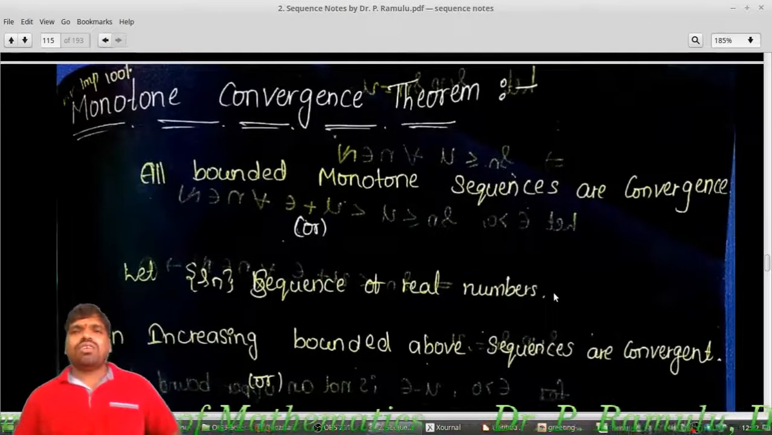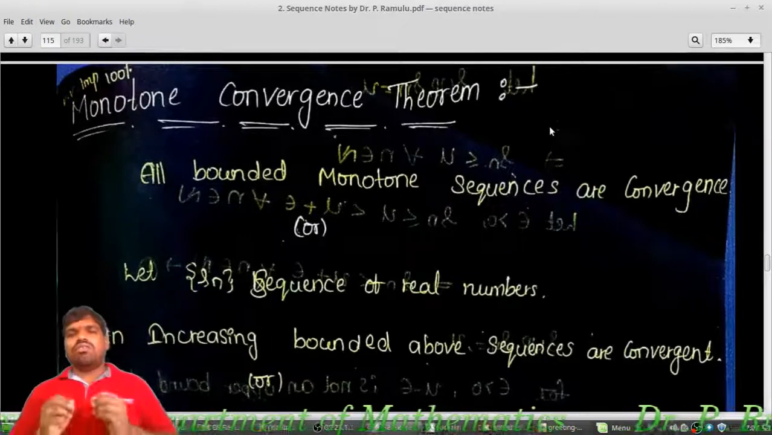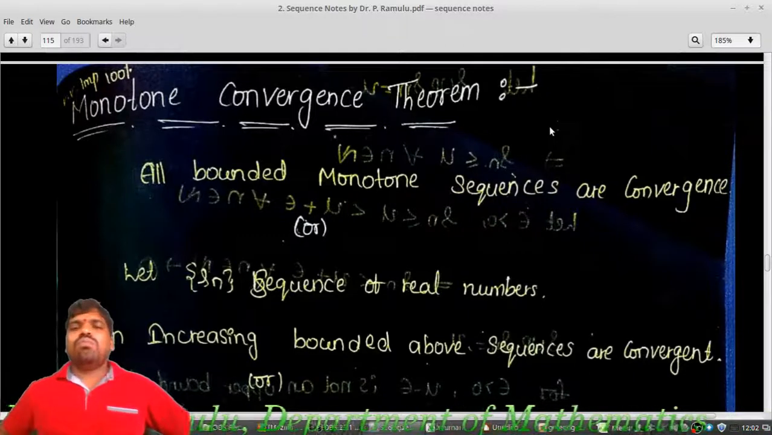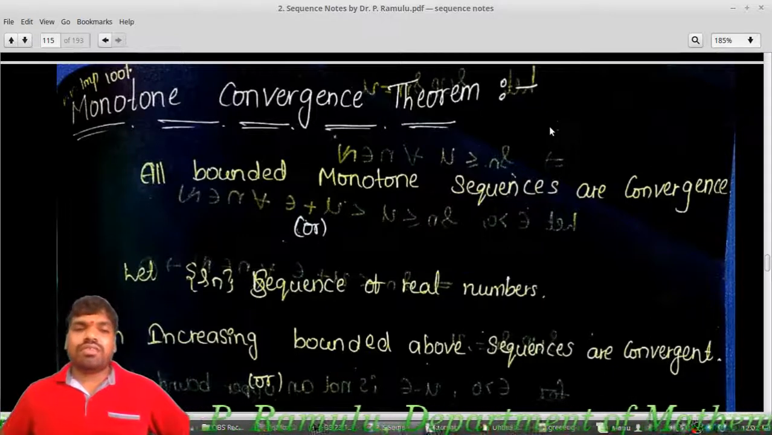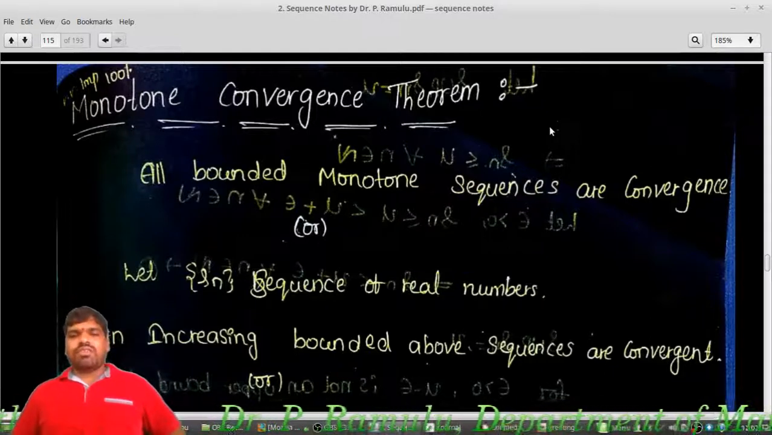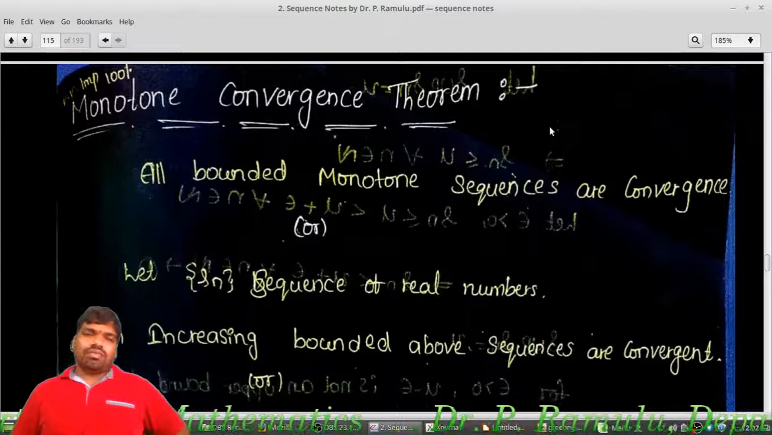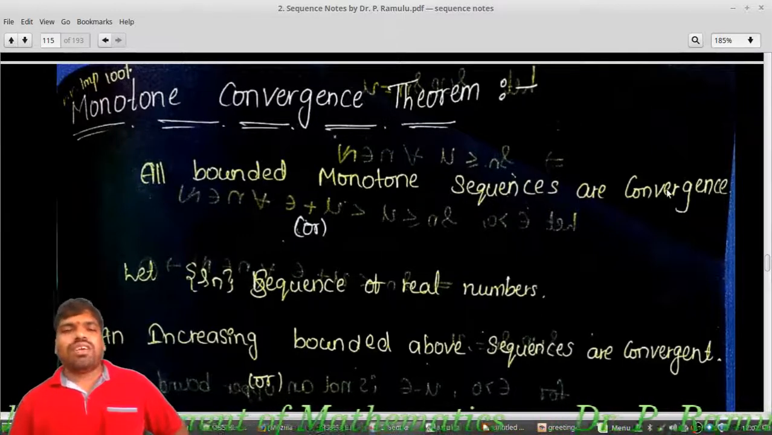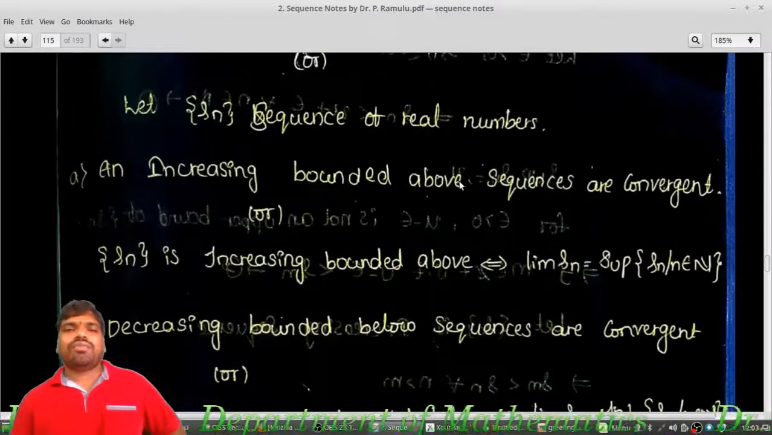What is the monotone convergence theorem? All bounded monotone sequences are convergent. Let Sn be a sequence of real numbers. An increasing bounded type of sequence is convergent. So here the first definition I am taking is: all bounded monotone sequences are convergent. This is our statement, or we may define it another way.